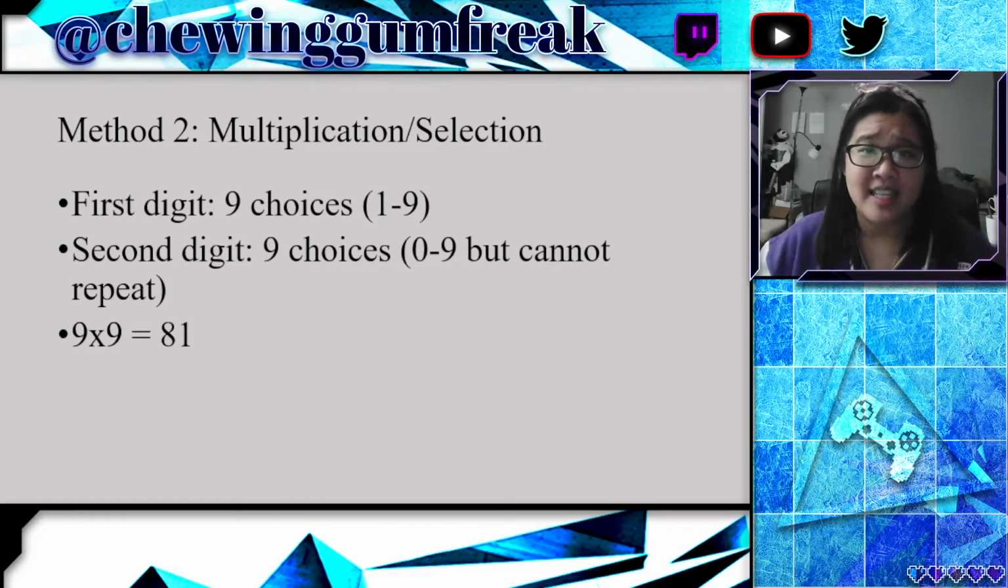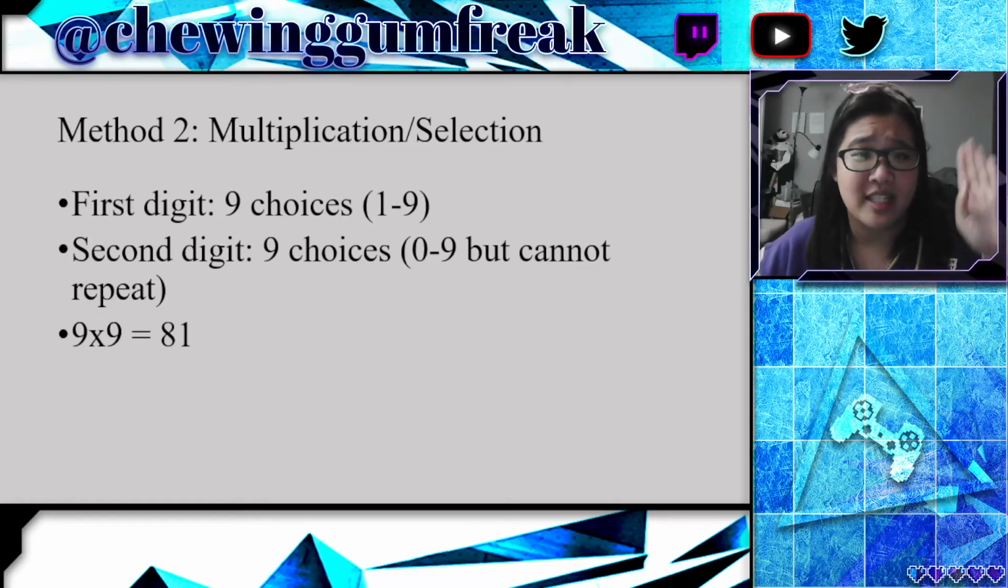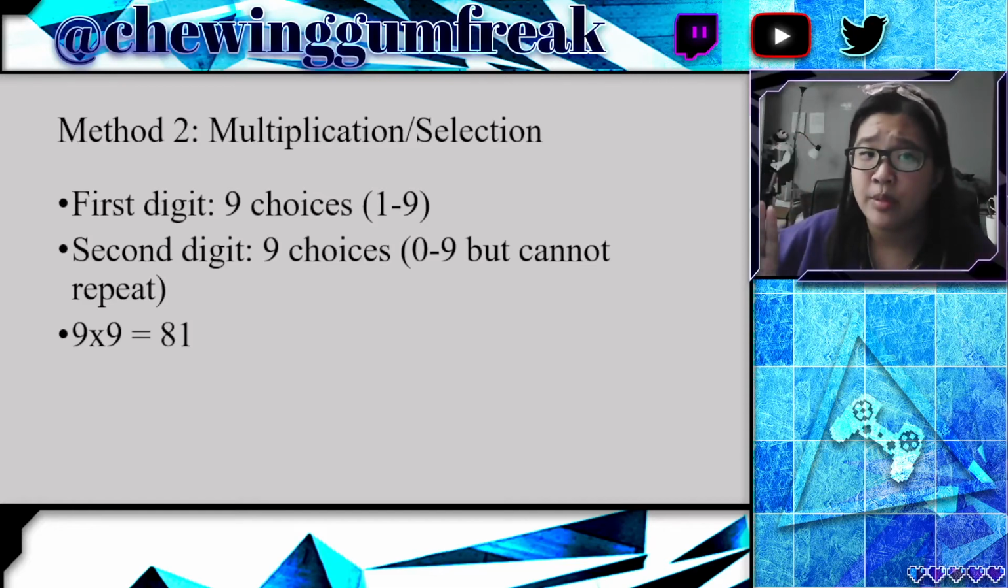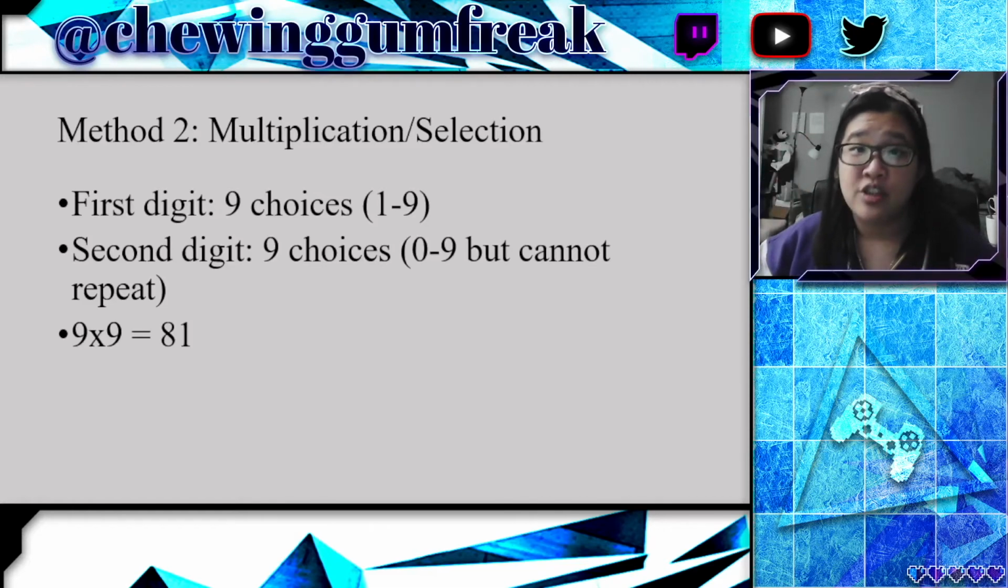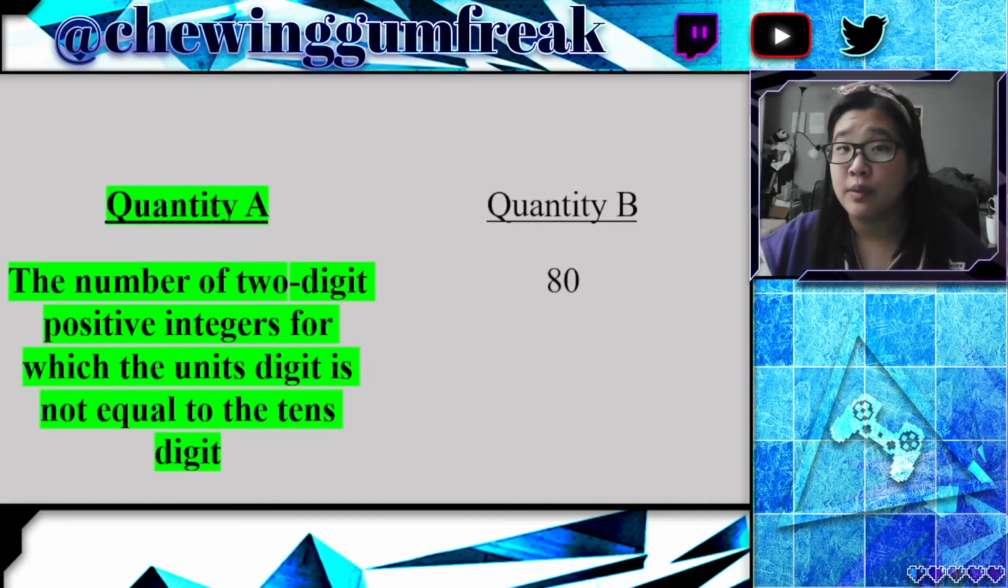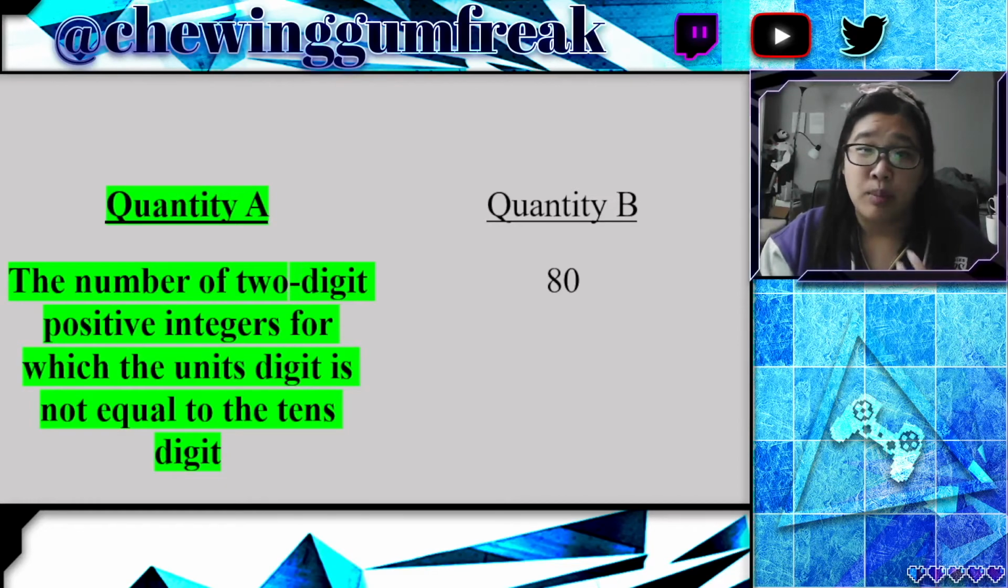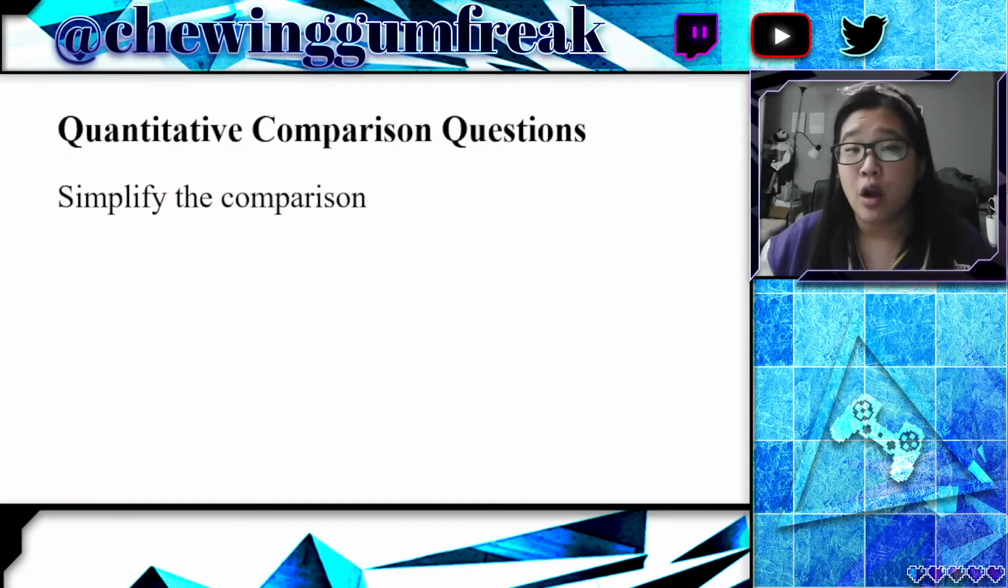What that means is now we have 9 options for the tens digit and 9 options for the units digit. So we can multiply that, 9 times 9, and that gives you a total of 81, just like the previous method. As you can see, there are 2 different ways to do this, but quantity A ends up being 81. Quantity B, of course, is 80, so quantity A would be larger in this case. Those are the 2 examples that I have for you today.